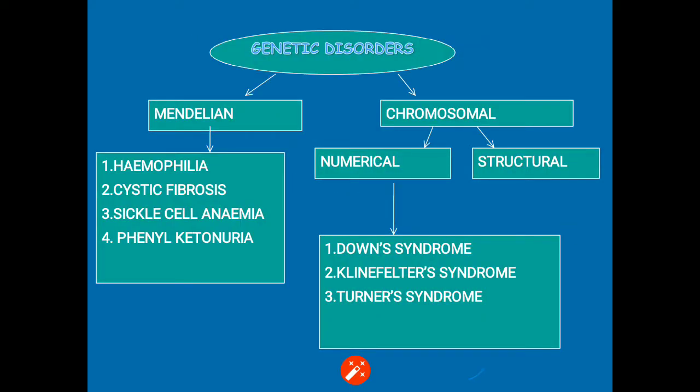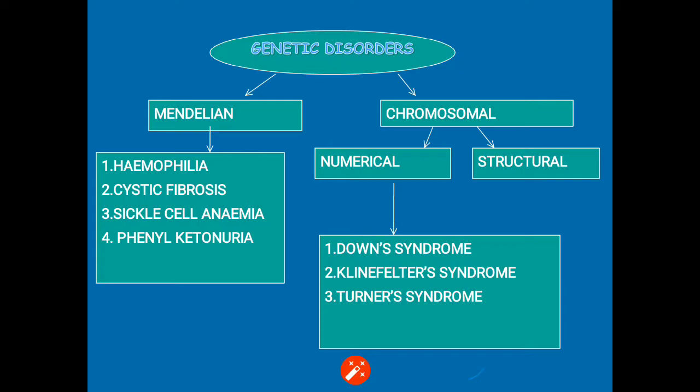Now, about the classification of genetic disorders. The genetic disorders are of two types. You have already heard in the audio clips the Mendelian disorders and the chromosomal disorders. Mendelian disorders are due to alteration in a single gene, and in chromosomal disorders the number of chromosomes gets changed or the structure has some changes, which leads to a change in the phenotype.